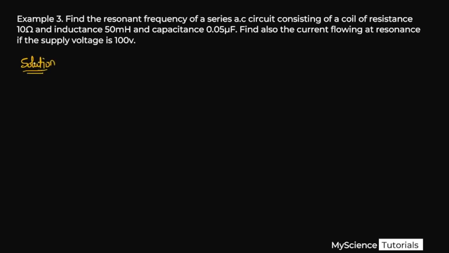As usual, let's write down all the parameters that we have to see what we are lacking and where to go from there. We're asked to find the resonant frequency FR, so we do not know that. Then we're told the coil has a resistance of 10 ohms, an inductance L of 50 millihenry, and a capacitance C equal to 0.05 microfarad. The question is also asking us to find the current flowing at resonance if the voltage supply is 100 volts.